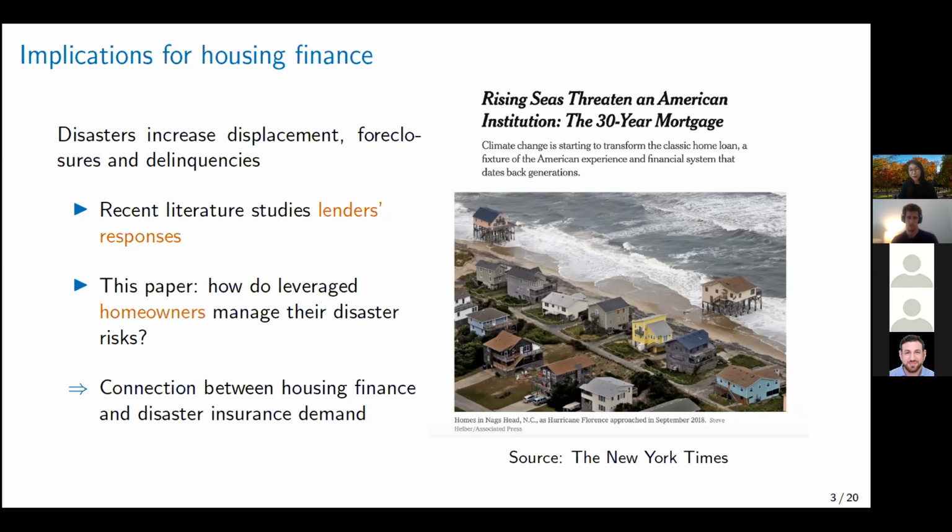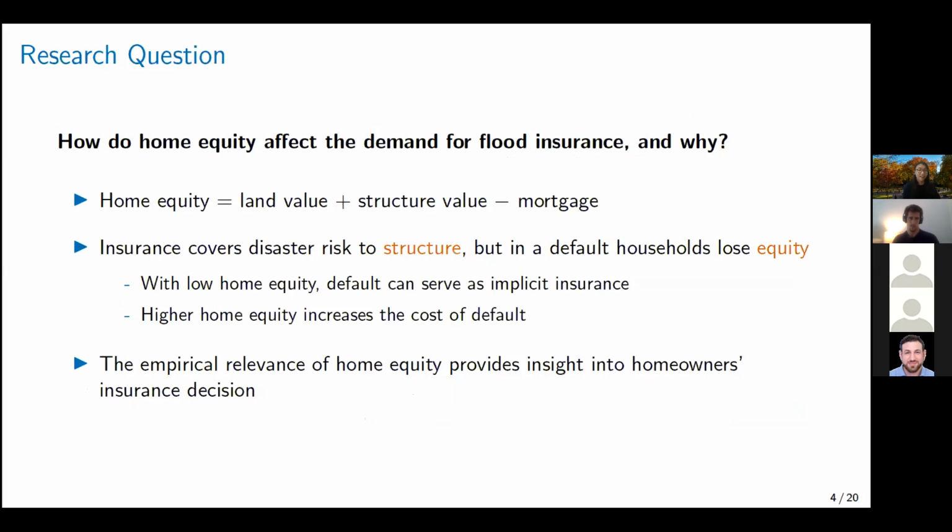In this paper, we're going to look at the other side of the mortgage system, which is leveraged homeowners. We asked the question, how do leveraged homeowners manage their disaster risks? In particular, we're going to explore the connections between the homeowners' housing finance obligations and their disaster insurance demand. Our research question is, how does home equity affect the demand for flood insurance and why?